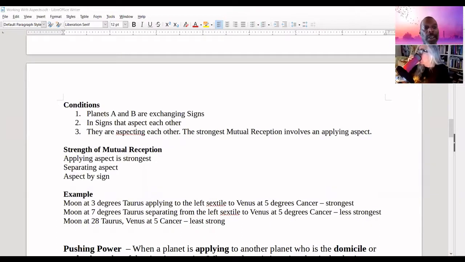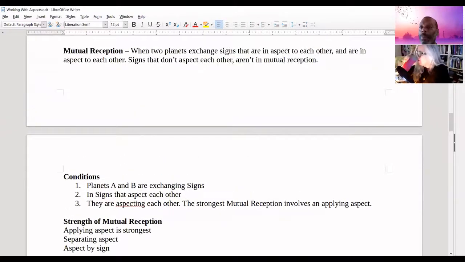All right. We're talking about reception, and the first type of reception that we're looking for is mutual reception, which is when two planets exchange signs that are in aspect to each other. The signs need to be able to aspect each other, because remember, planets and signs both look at these other signs. So the planet regards the sign, and so does the sign.